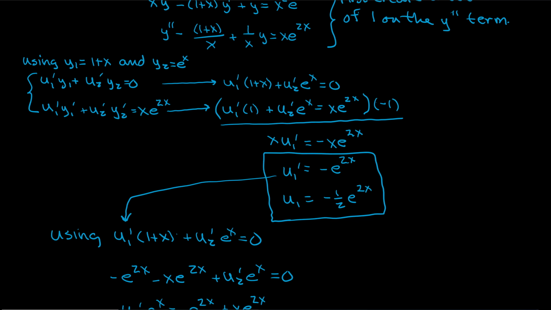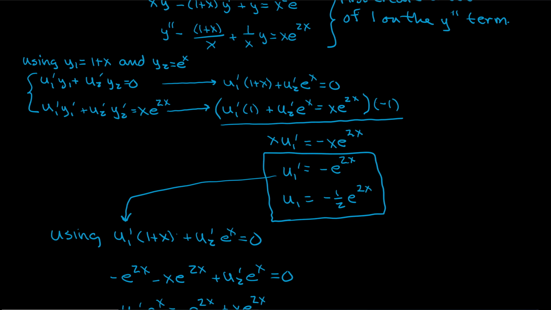Let me correct that. It shouldn't be x squared, it should be x, because remember we had to divide everything by x up here. Okay, so that's x e to the 2x. We're going to subtract the second equation from the first one.